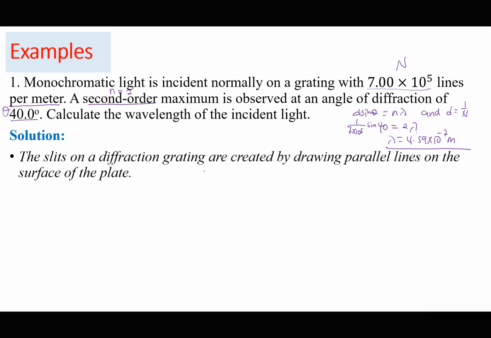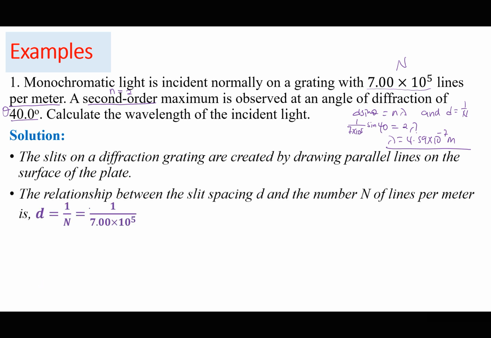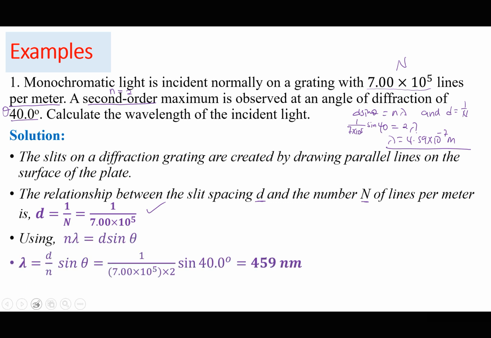So the slits on a diffraction grating are created by drawing parallel lines on the surface of the plate. The relationship between the slit spacing d and the number N of lines per meter, we have already got as 1 over N. And then using the equation d sine theta equals n lambda, we just make lambda the subject, and then we obtain this value here. Of course, when I change 4.59 times 10 to the power of minus 7 meters to nano, I divide by 10 to the power of minus 9, which gives us 459 nanometers.